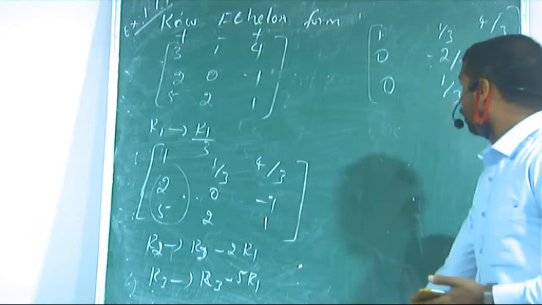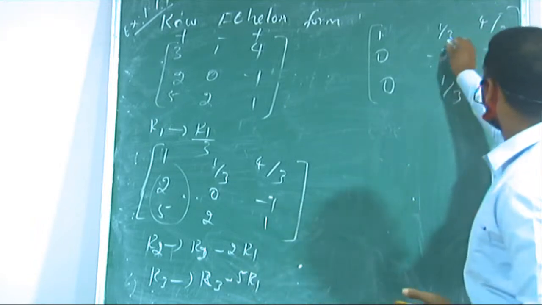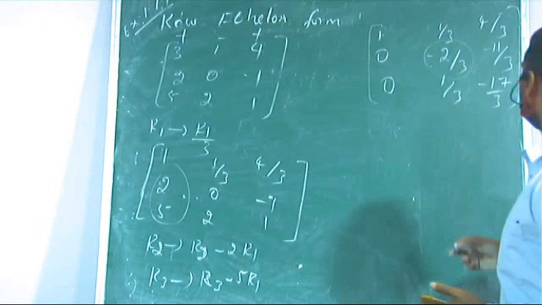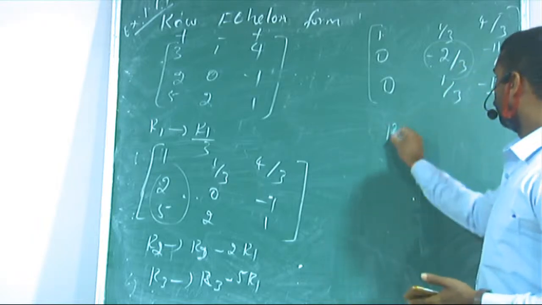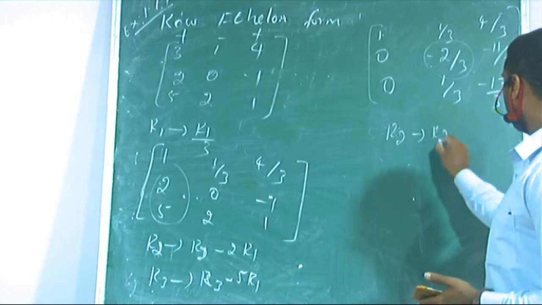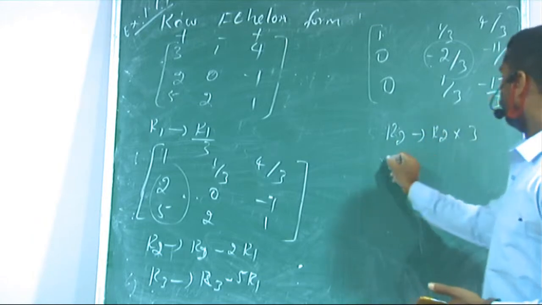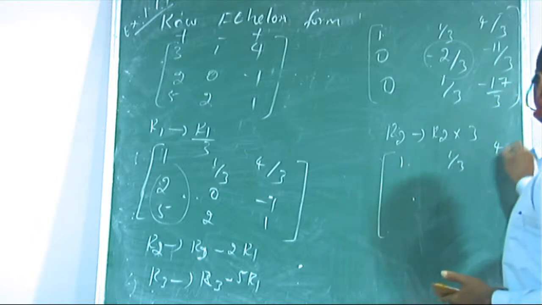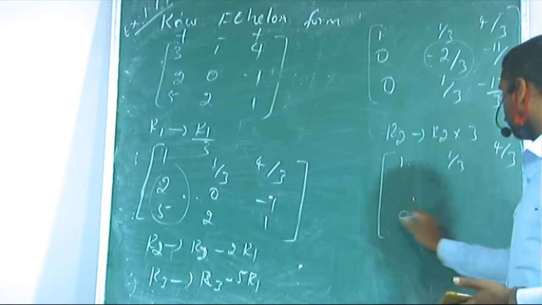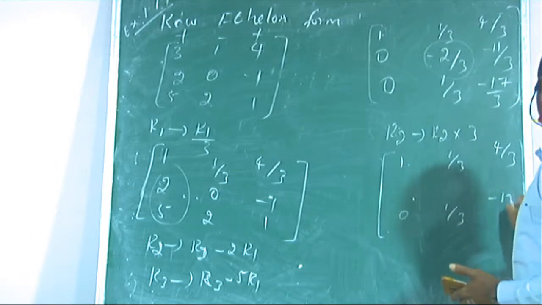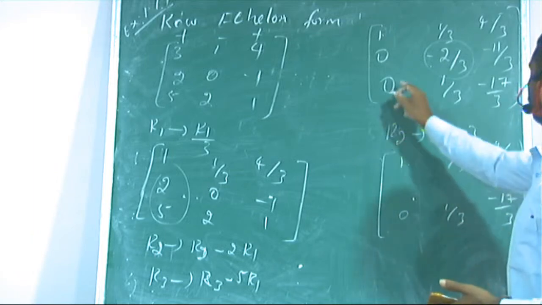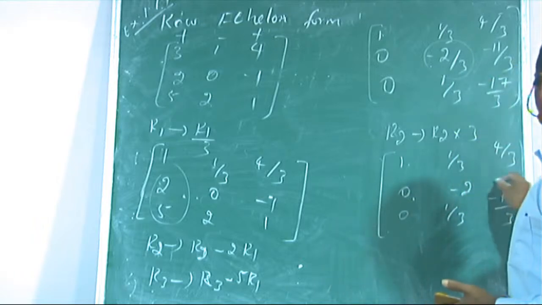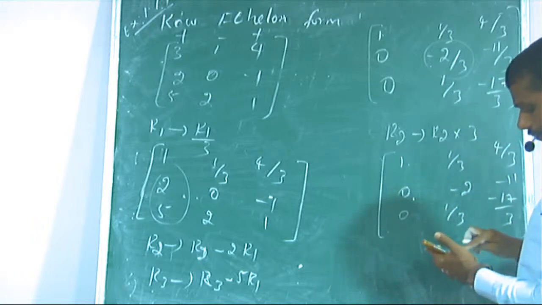Now the diagonal term, here we need 1. Into 3 means automatically 1 will come, isn't it? So what we have to do, R2 gives R2 into 3. R1, R3 as it is: 1, 1 by 3, then 4 by 3. R3 also as it is: 0, 1 by 3, minus 17 by 3. Into 3 means 0, then 3, 3 cancel. Again 3, 3 cancel, there is actually minus 11.